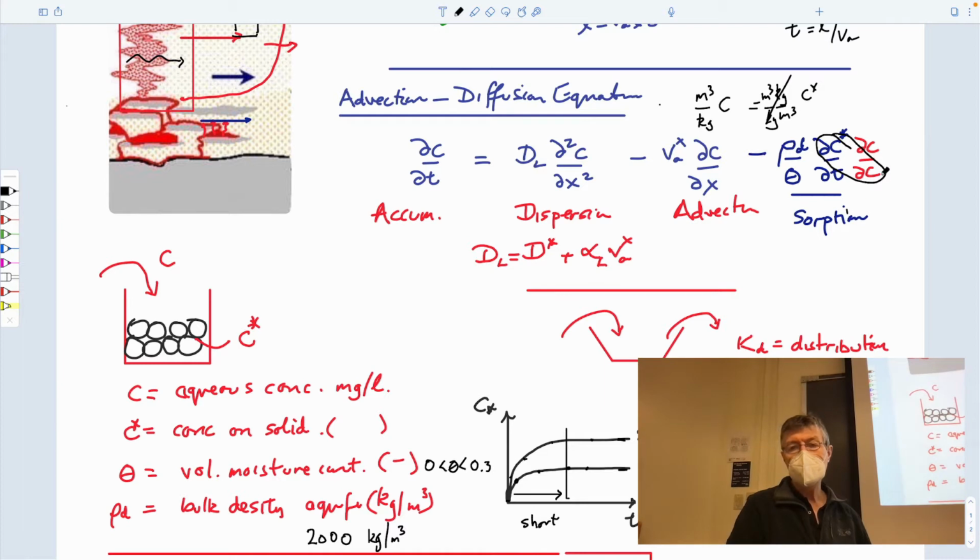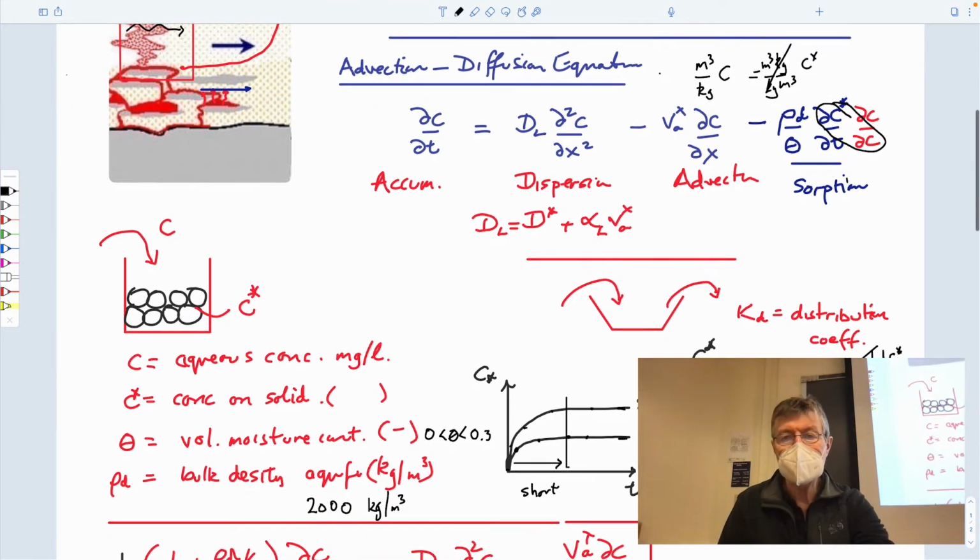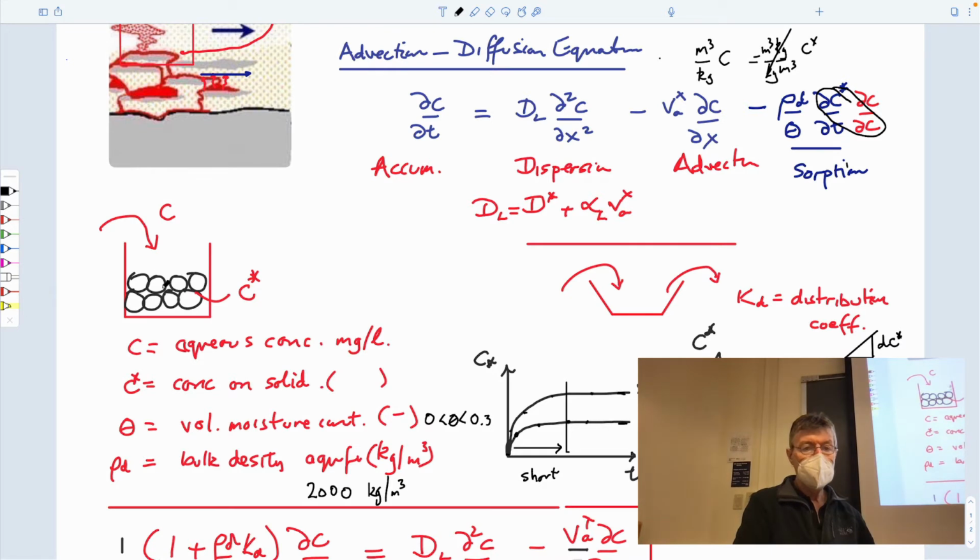But now we have another term which is in here, which is dc star over dc. That's exactly this, right? So by doing this experiment, putting the fluid in here, measuring the concentration on here, we get the slope of this curve. This curve gives us this value of what's called the distribution coefficient. K sub d is the distribution coefficient.